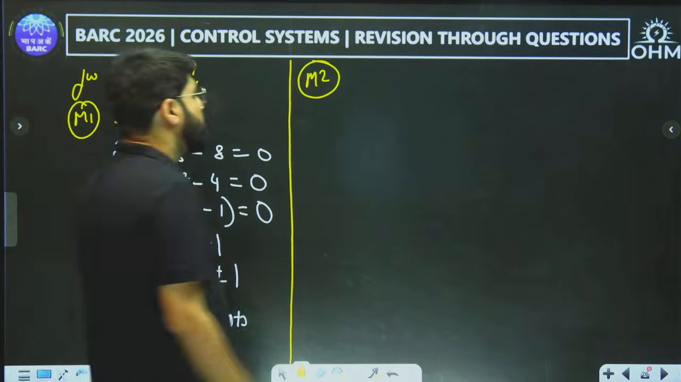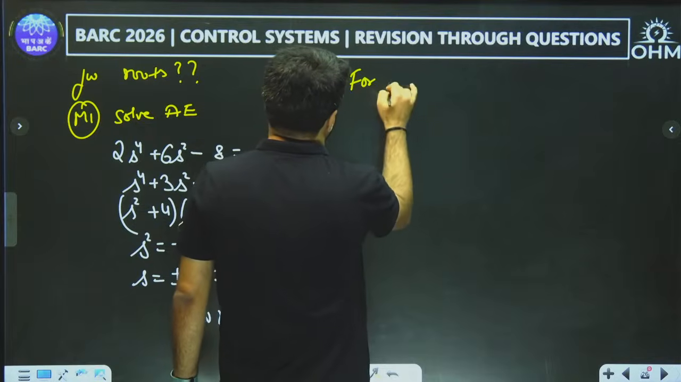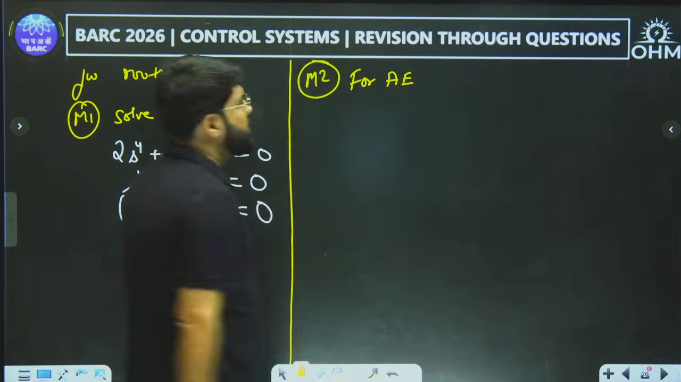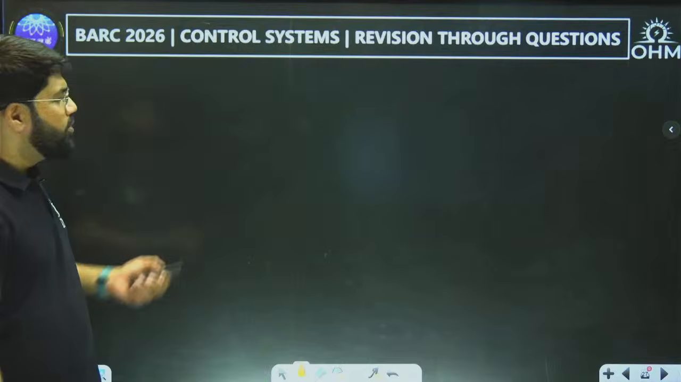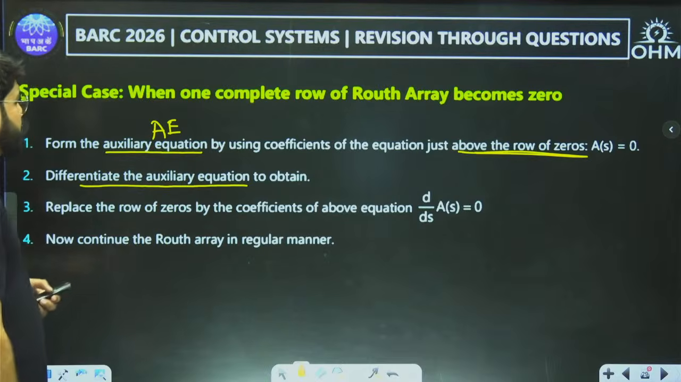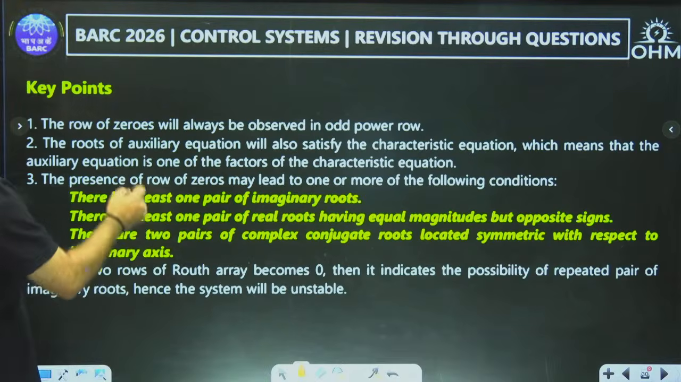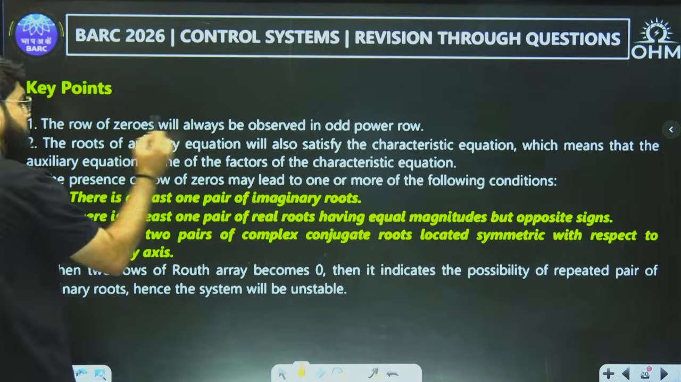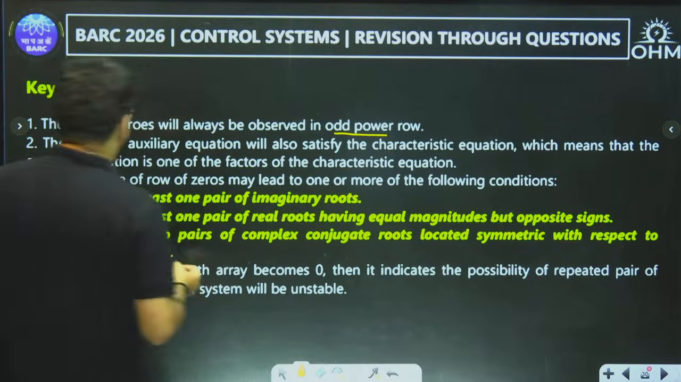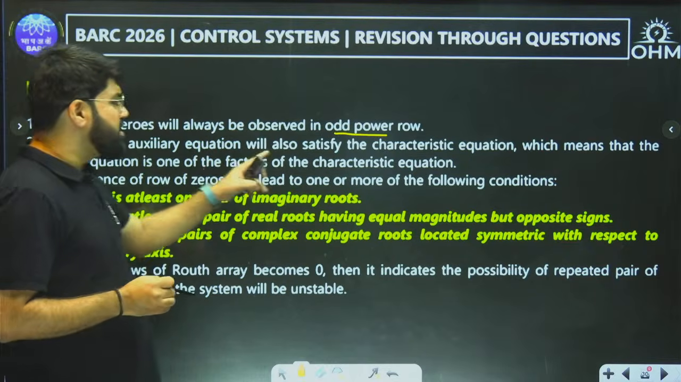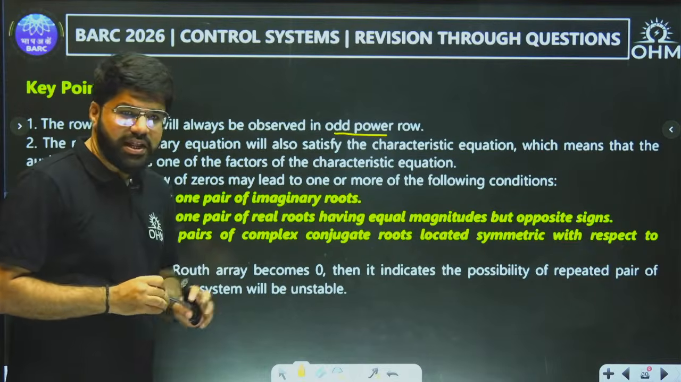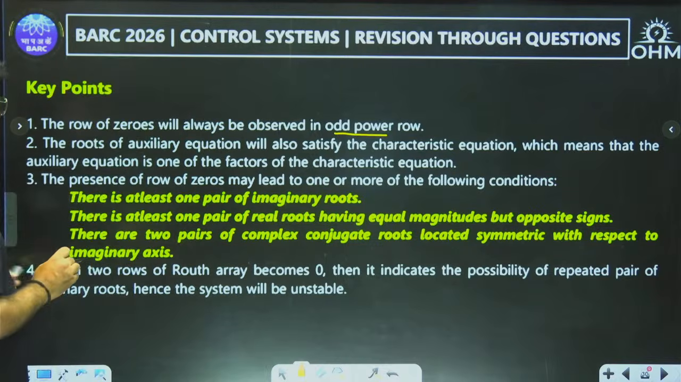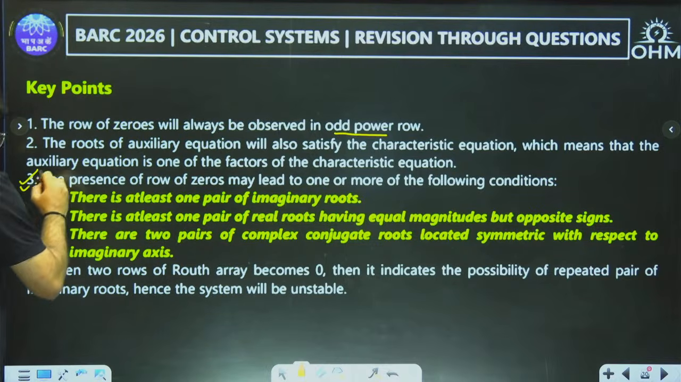Method number 2 for the auxiliary equation. Now see, the point is, I'll tell you some basics behind this and then we'll complete this question. What is a row of 0? We got it in the s power 3 row. Number 1, a row of 0 is always in an odd power row. Number 2, roots of the auxiliary equation will always satisfy the characteristic equation. That is why I am solving the auxiliary equation. Now this is the important point. Come up here.